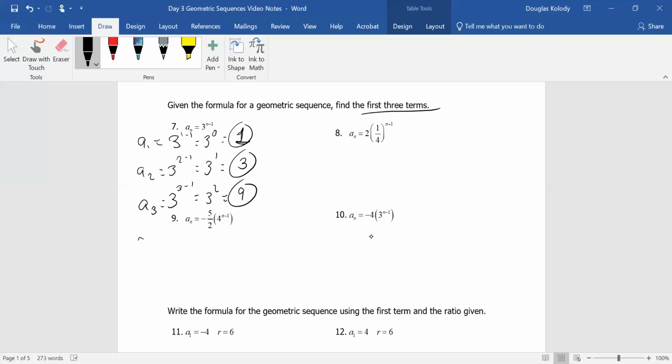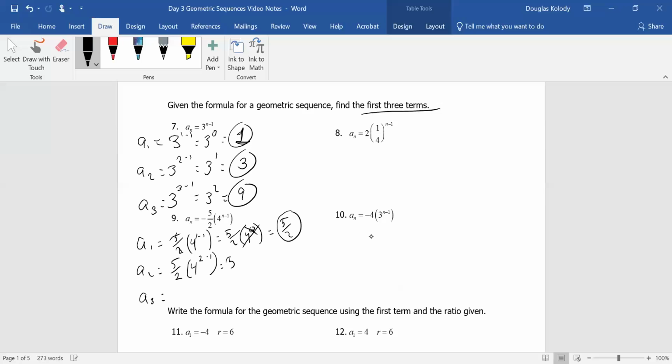Do the same thing here: a sub 1, a sub 2, a sub 3. So this is going to be 5 halves times 4 to the 1 minus 1 power. So it's 5 halves times 4 to the 0 power. What's anything to the 0 power? 1. So it's 5 halves times 1, which is just 5 halves. First term, done. This is going to be 5 halves times 4 to the 2 minus 1 power.